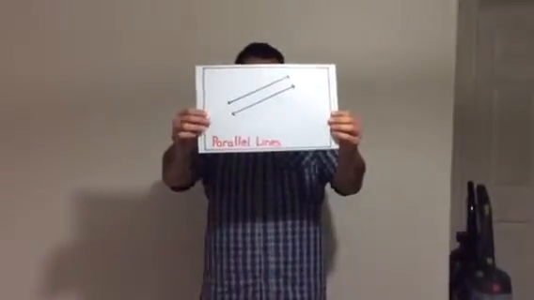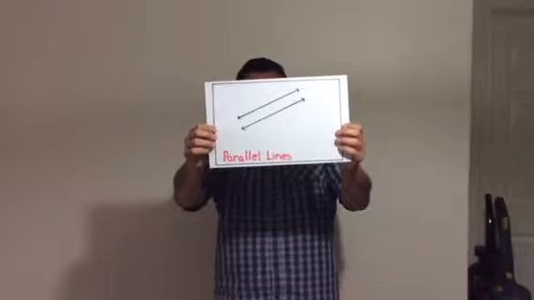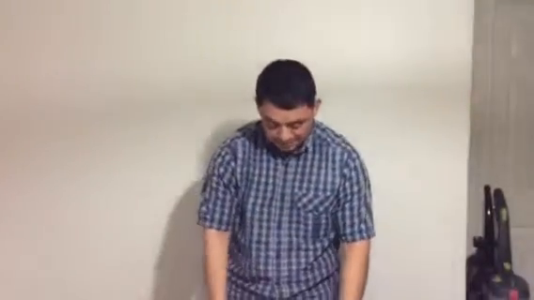Now, the last lines we're going to cover are parallel lines. Lines that lie on the same plane, never intersect, and are always the same distance apart. So these pairs of lines are just running alongside each other, evenly separated, equal distance apart, and they're just right next to each other. A parallel line.